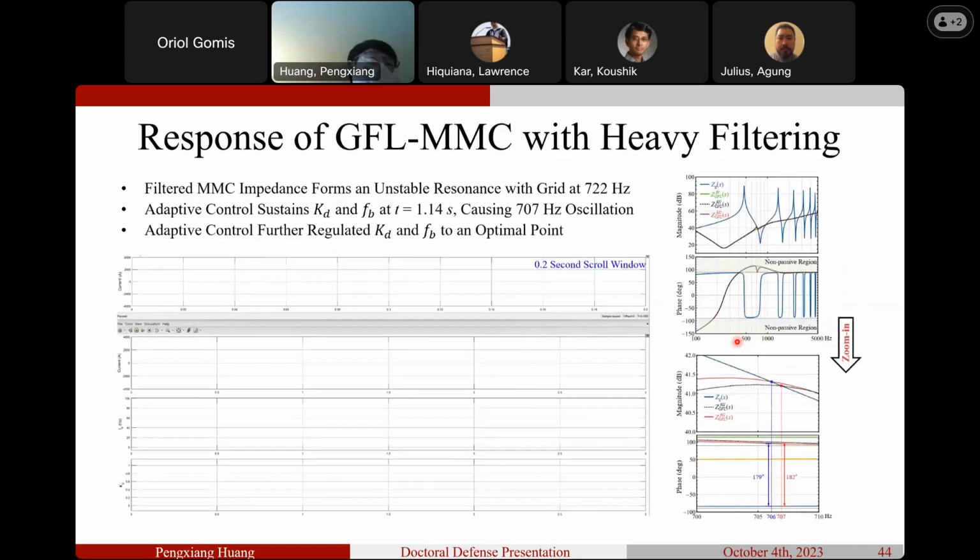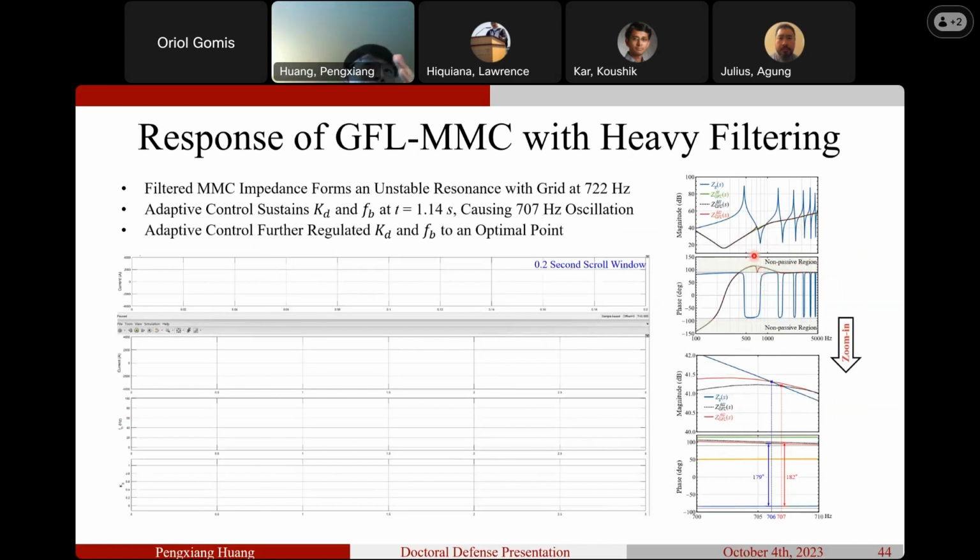And this part is new work. As I said, if you use low pass filtering in your grid voltage feedforward loop, but not heavy, and you also use low pass filtering in the current feedback, you push all the negative damping from high frequency to low frequency. The design is in my backup slides.